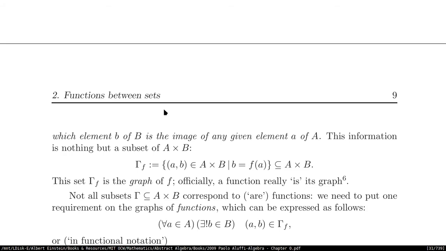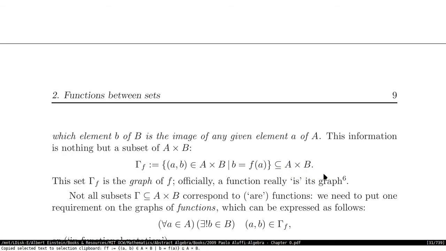So this is actually the graph of a function. The graph of a function, they denote it with gamma sub f. It's a subset of all the ordered pairs (a, b) from A cross B, such that b is the image of a under f. So all the pairs (a, b) such that the latter is the image of the former. And this graph is going to be a subset of the Cartesian product of the two sets.